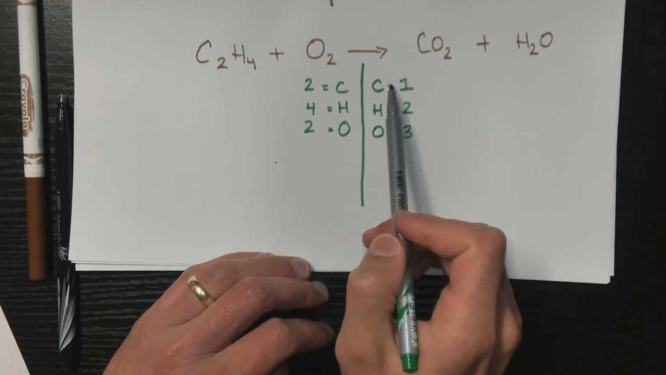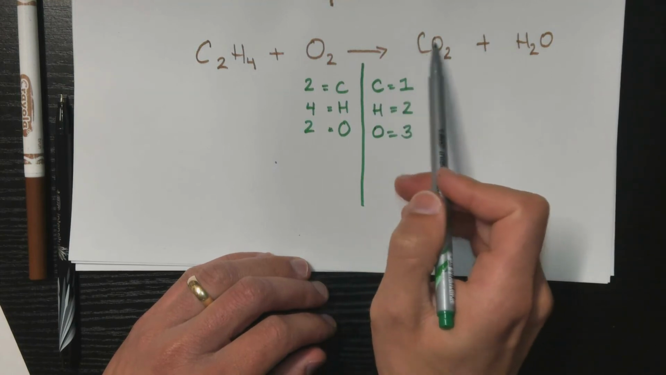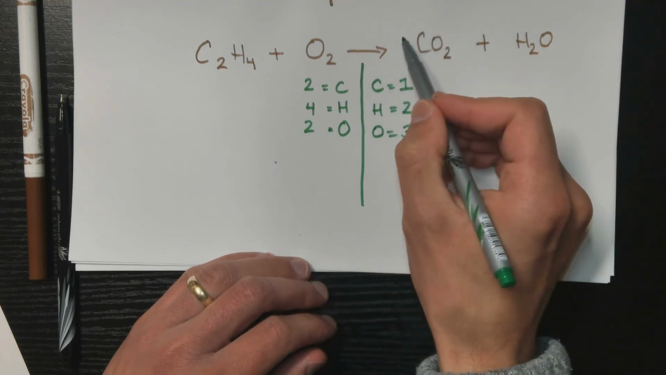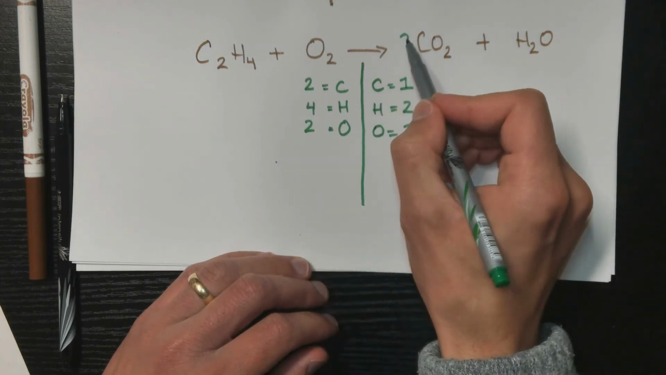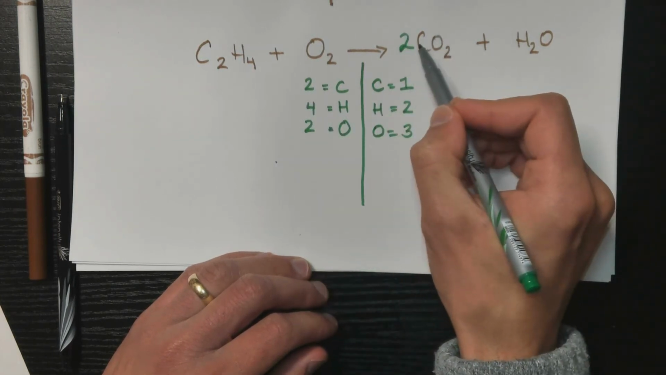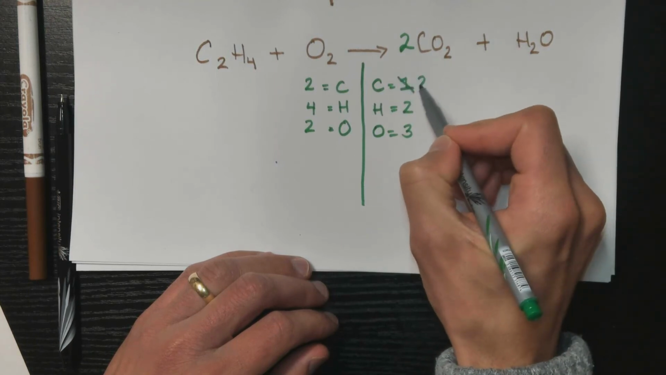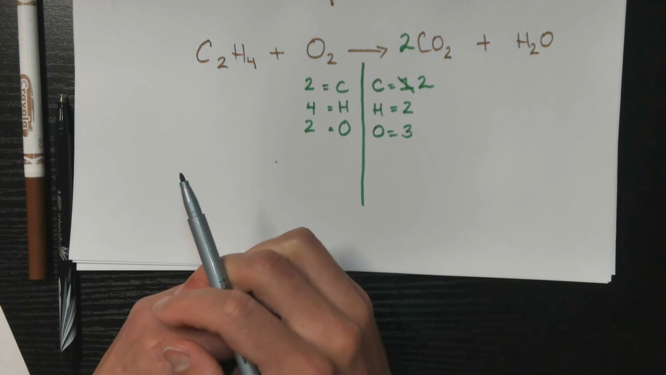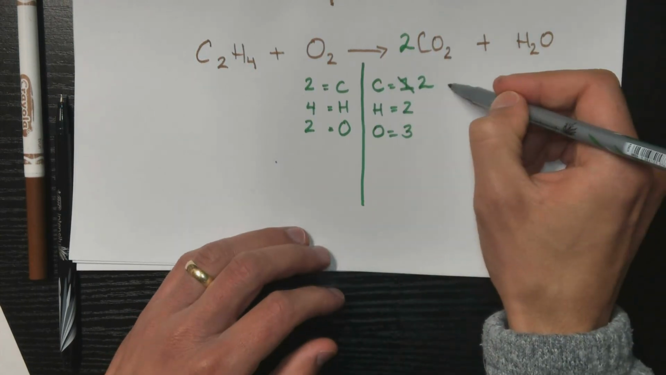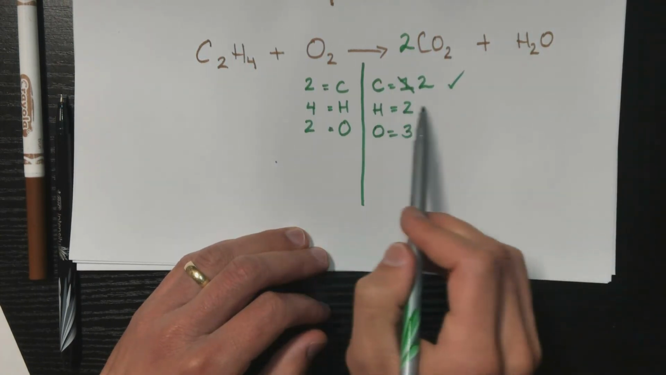Let's do carbon first. Now I've got too few carbons on this side, and I need to add more so that I get to 2. So I'm going to put a coefficient of 2 right here, and now instead of 1, I have 2. So I cross out the 1 and I get a 2. Okay, these are balanced. Let's go with the hydrogens now.